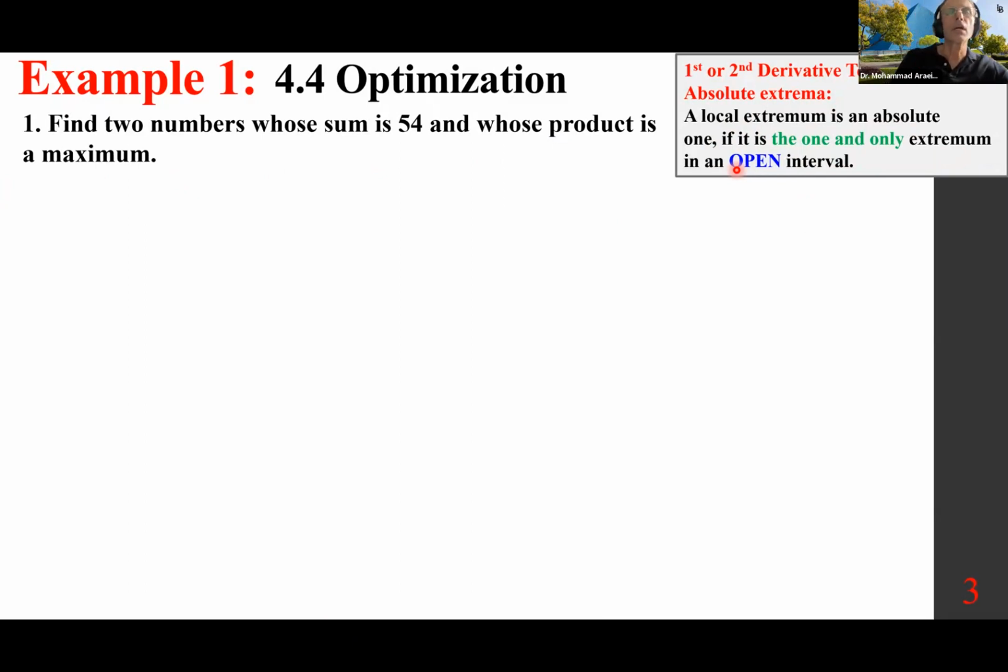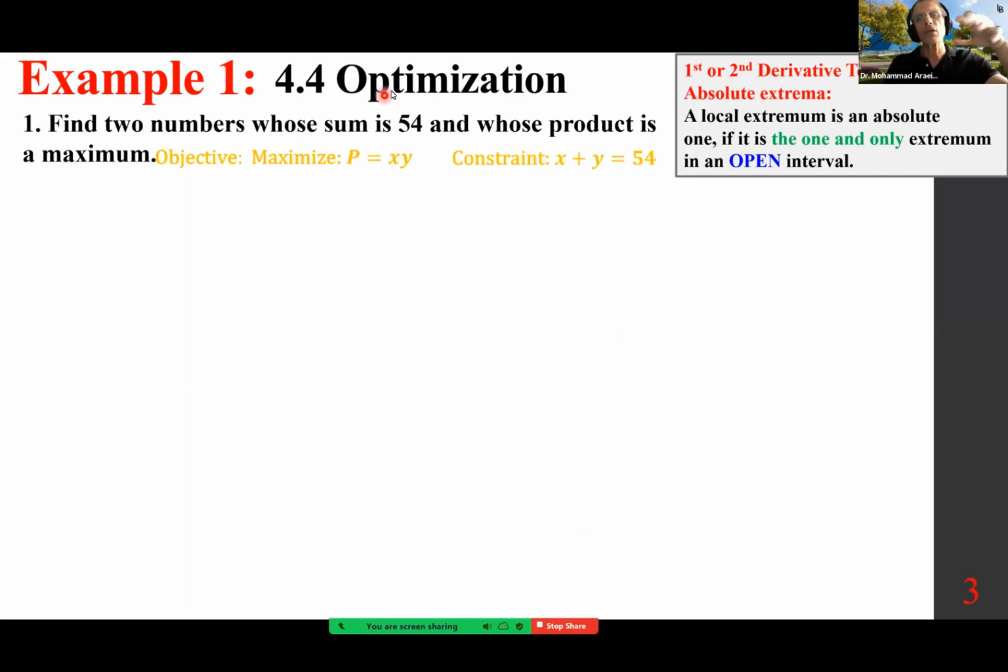So in this case, if the two numbers are x and y, you want to maximize the product, which is x times y, subject to the sum x plus y equals 54. You solve for y, you put it into this function, and you count.